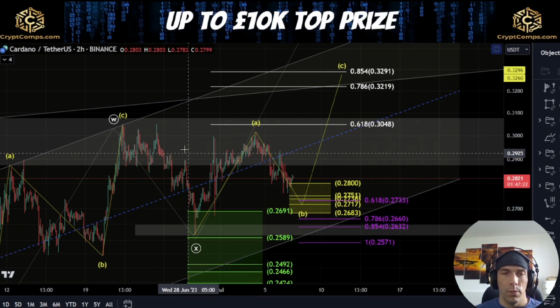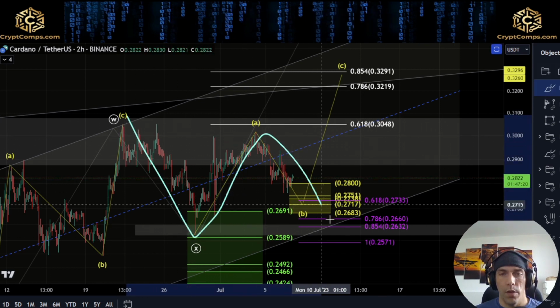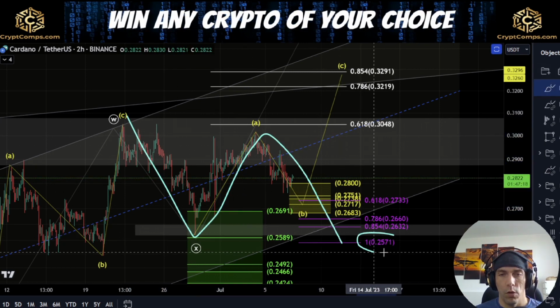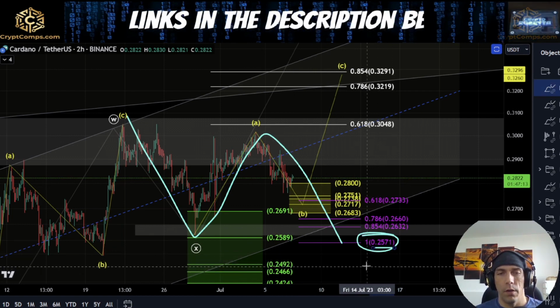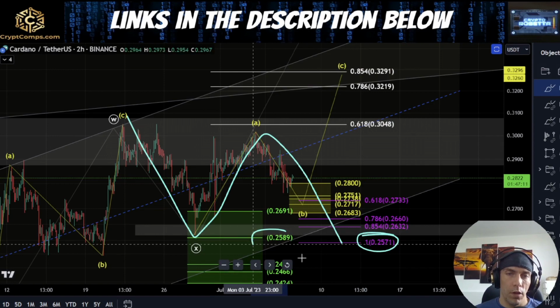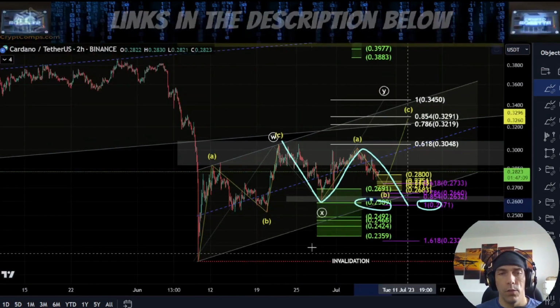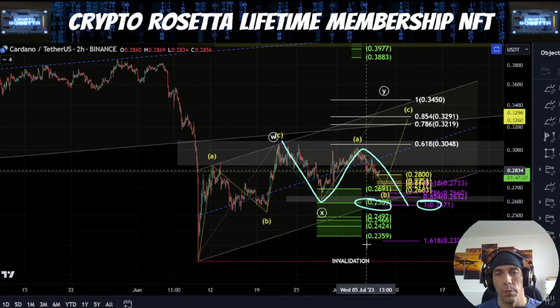Now if we did see something like this, where actually this is A, B and C, and we look to push down towards that 1-to-1, this would actually look to bring us down lower here towards this 25.71, which would also look to retest this 50%. So this 50% is of this move to the upside that we have.